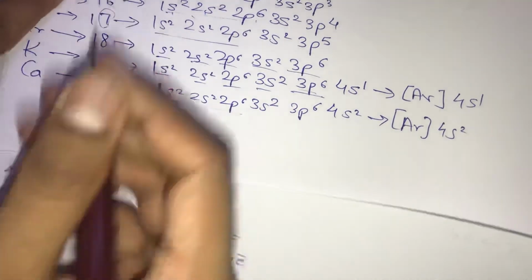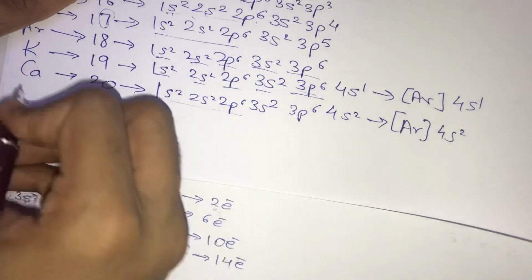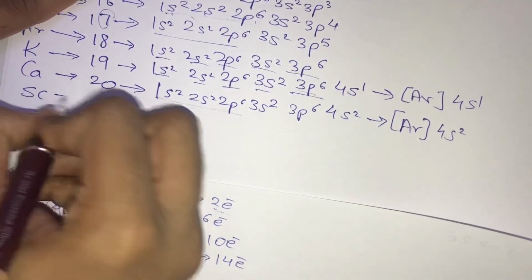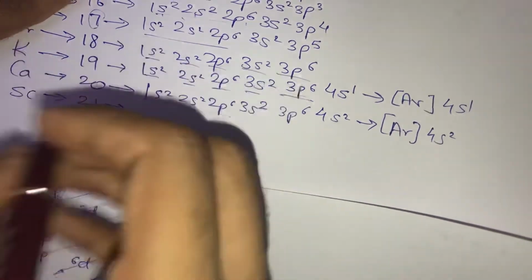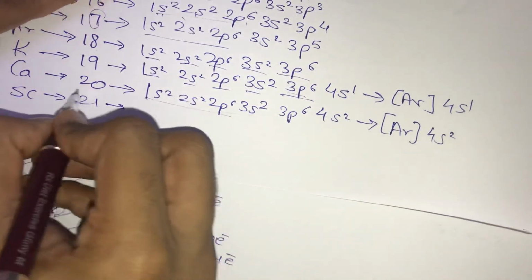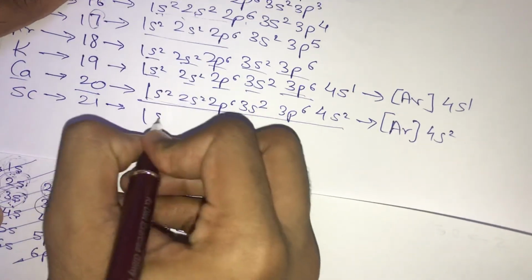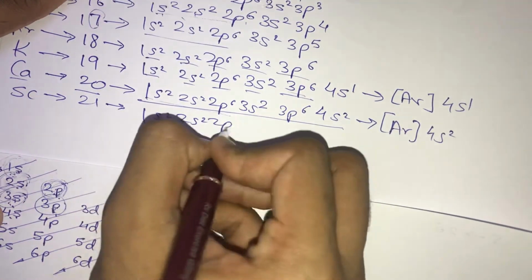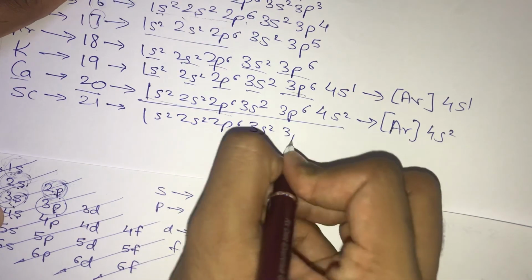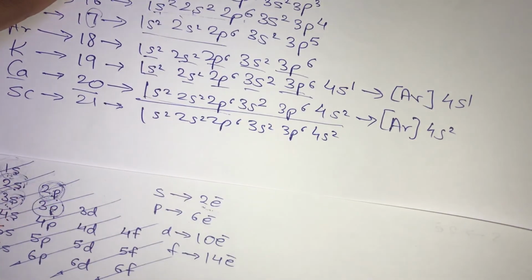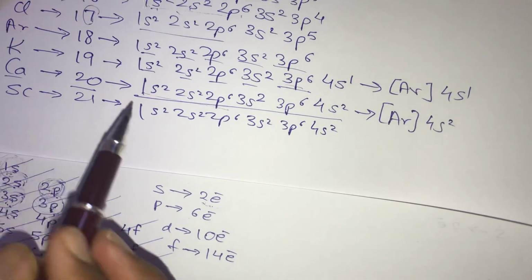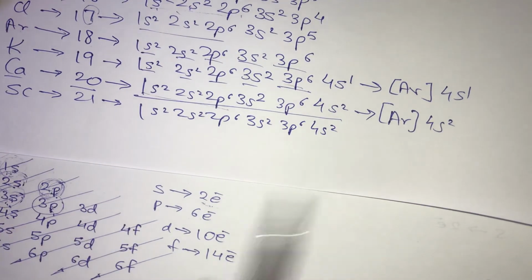Okay, now let's move on to the next one, that is nothing but scandium, whose atomic number is nothing but 21. So you just have to blindly write up to 20. Up to calcium, you can blindly write up to 20. Am I right? So you can write 1s2, 2s2, 2p6, 3s2, 3p6, 4s2. So I hope you have finished till 20. After 20, you just have one more electron left.